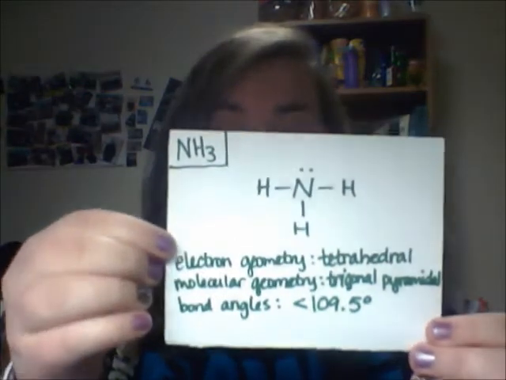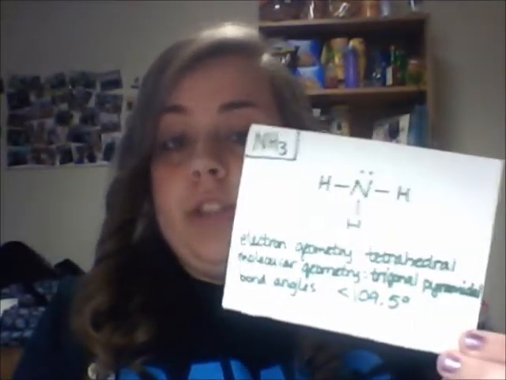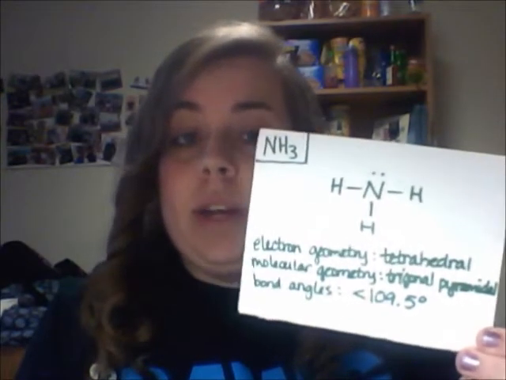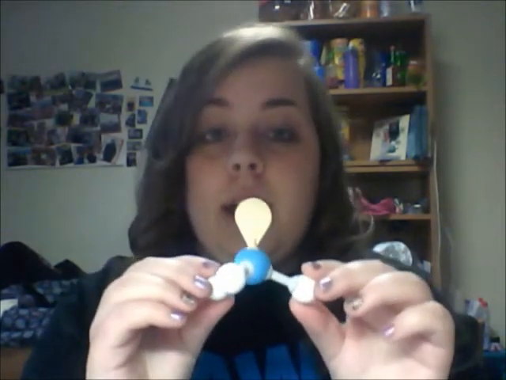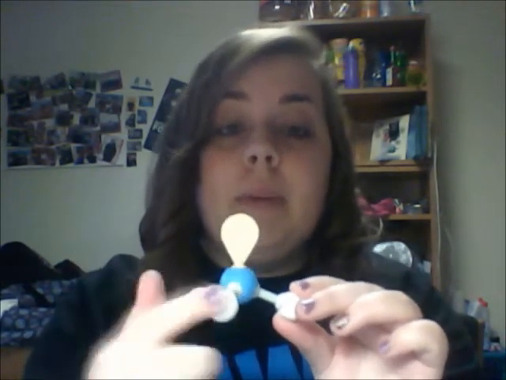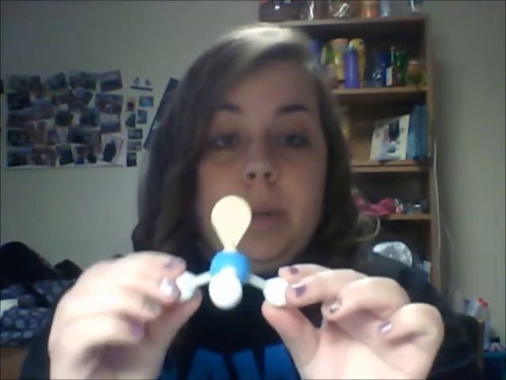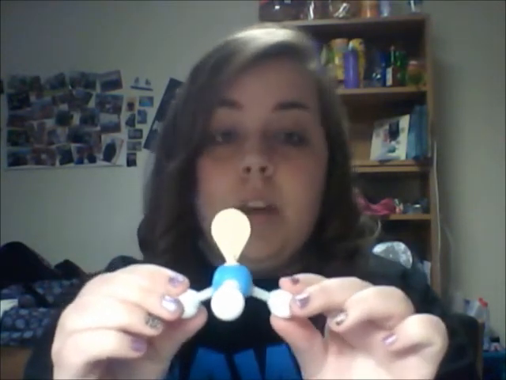We also have ammonia, which is NH3. The electron geometry is also tetrahedral, but the molecular geometry is trigonal pyramidal, and the bond angles are less than 109.5 degrees. When you look at the structure, it is similar to that of methane, but however there is a lone pair on top. So there are still 4 electron groups, but there are 3 bonding pairs and 1 lone pair, making the shape trigonal pyramidal with the angles less than 109.5 degrees.